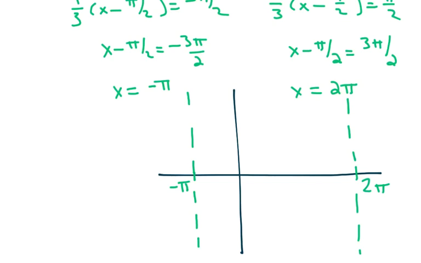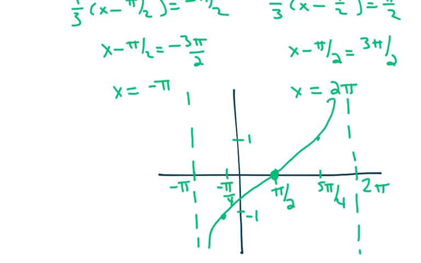Smack dab between 2 pi and negative pi is going to be pi over 2. So that's where I'm going to hit the x-axis. And now I need to find my other two tick marks where I'm going to hit 1 and -1. So the first one is actually going to be at -pi/4, so I want to make sure I'm in the negative region, and that's where I'm going to be at -1. And then this one here is going to be at 5pi/4. And there's my graph.